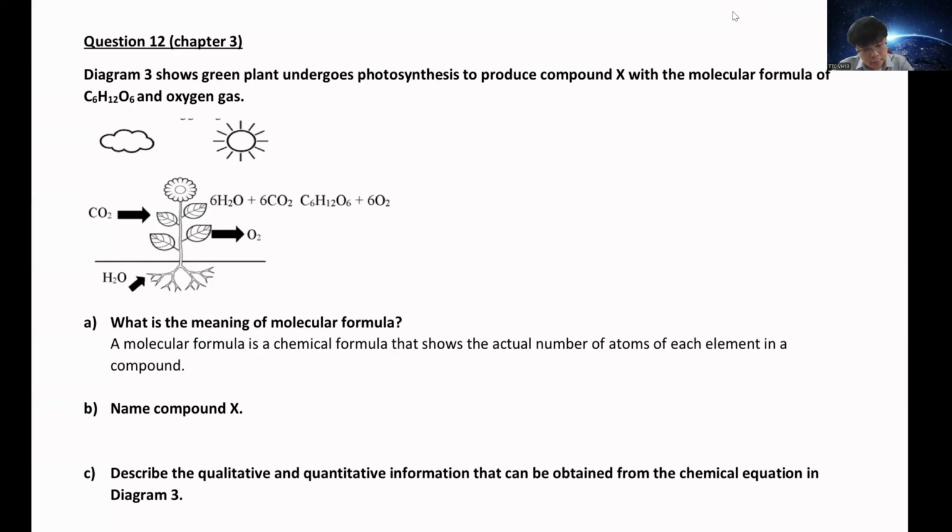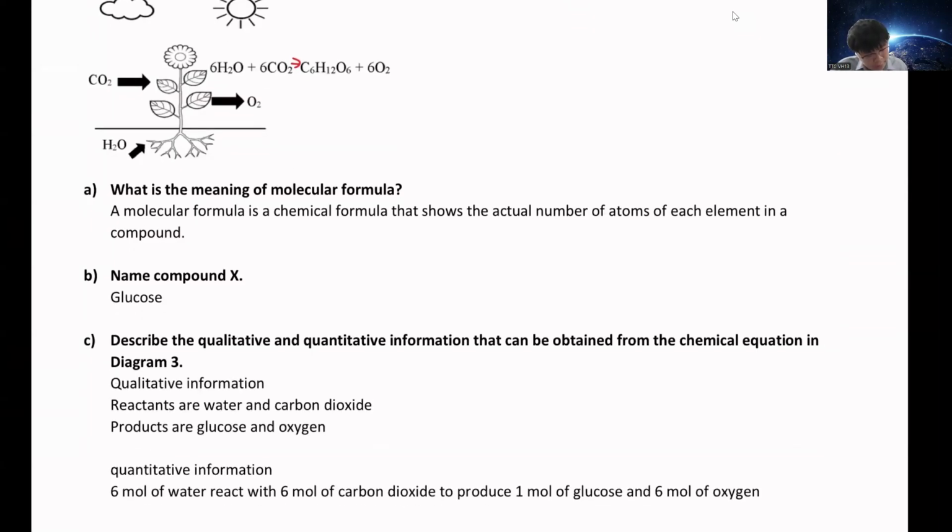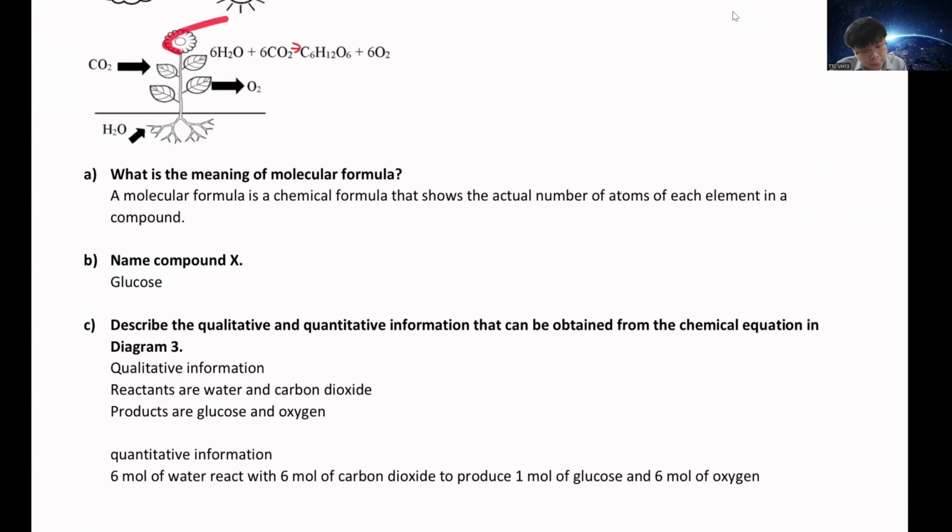Produce compound X. So this one has an arrow here. So compound X will be glucose, C6H12O6, compound X. So the qualitative information you can get, first, based on this equation, the reactants are water and carbon dioxide. The products are glucose and oxygen gas. So the quantitative will be 6 mole. You write 6 mole carbon dioxide and 6 mole water produce 1 mole glucose and 6 mole oxygen gas.